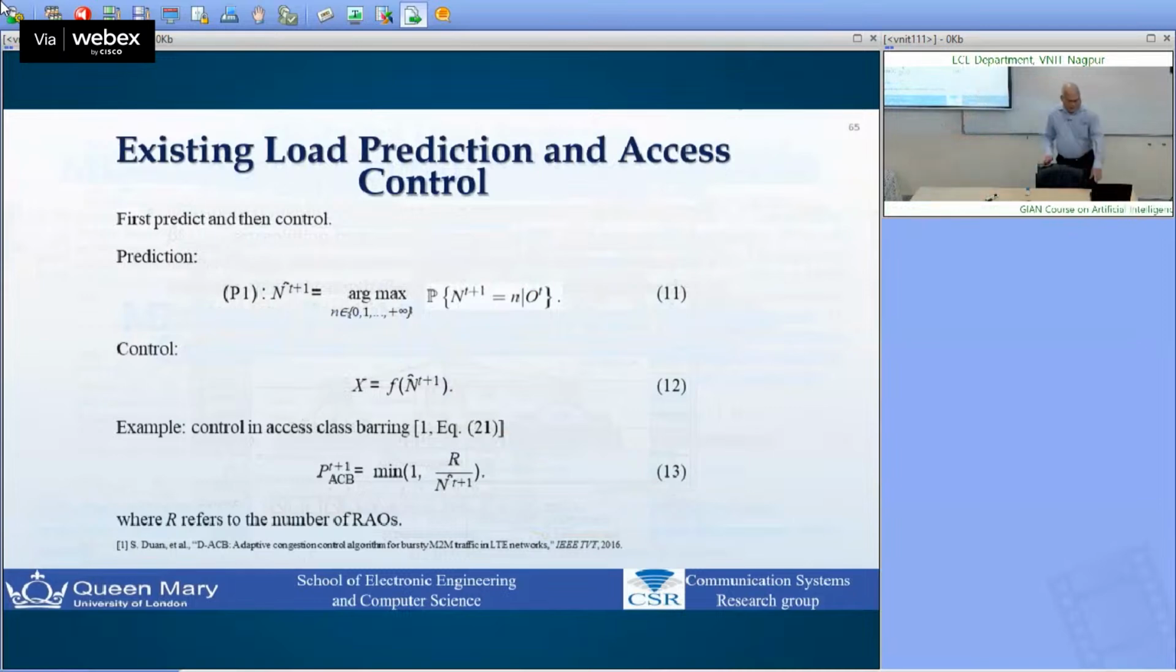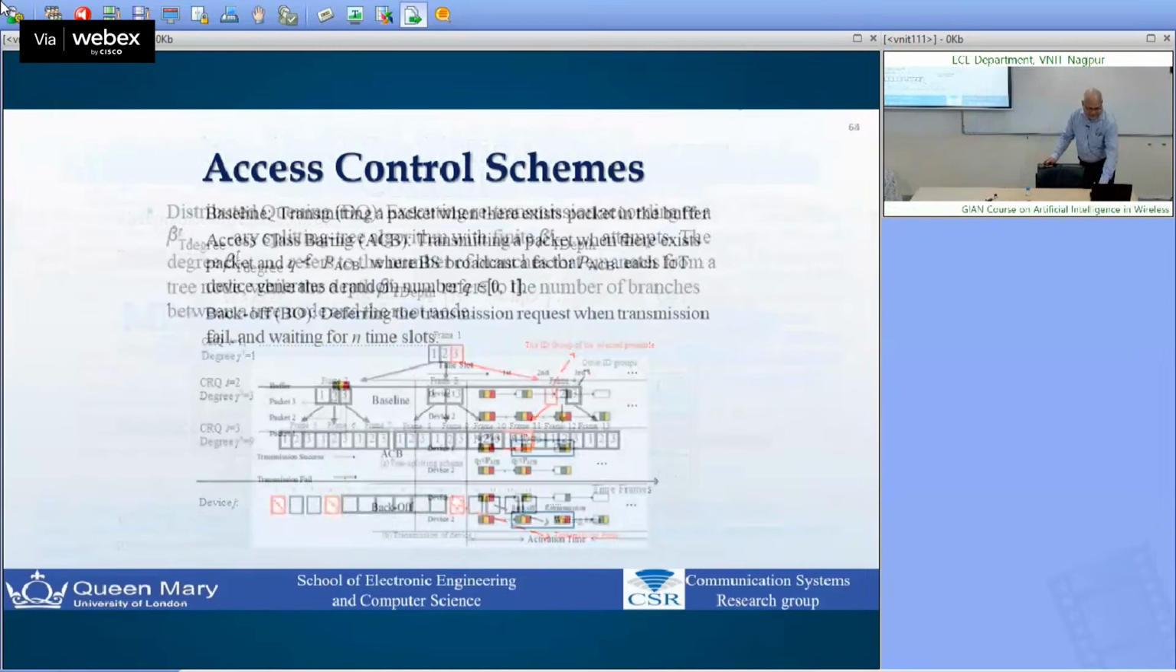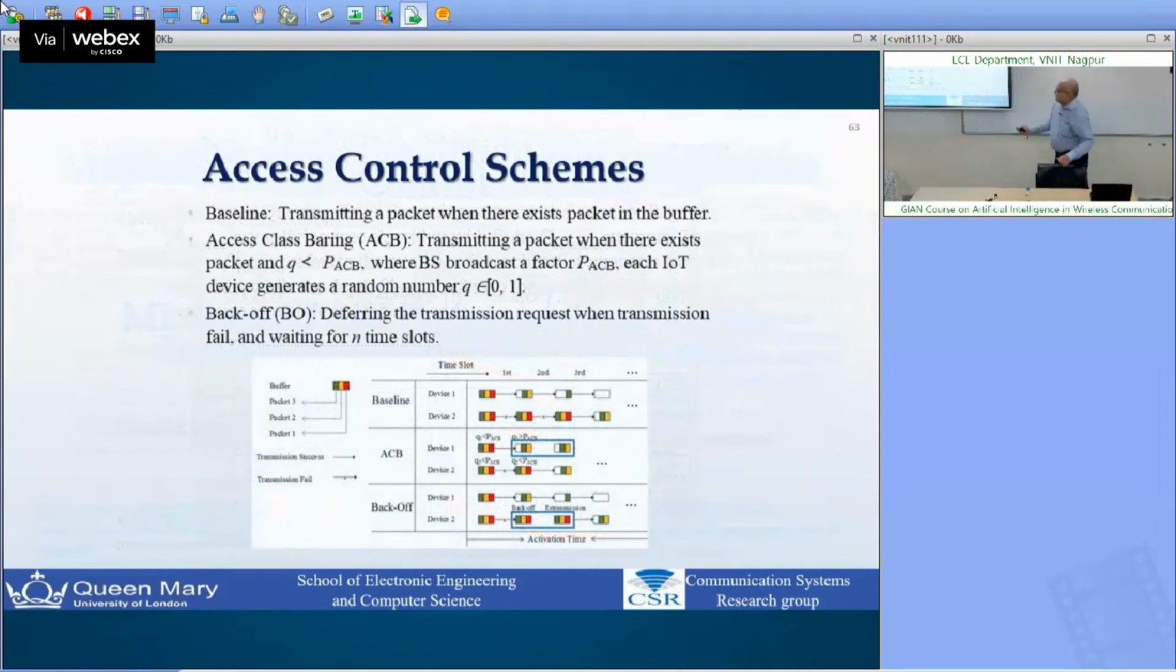Now another scheme is the backoff factor, which is used in Wi-Fi. If a collision occurs, you will have to wait a certain number of slots. That is the backoff factor. If the traffic is heavy, the backoff factor is high. So if a collision occurs, you will have to wait 10 time slots.